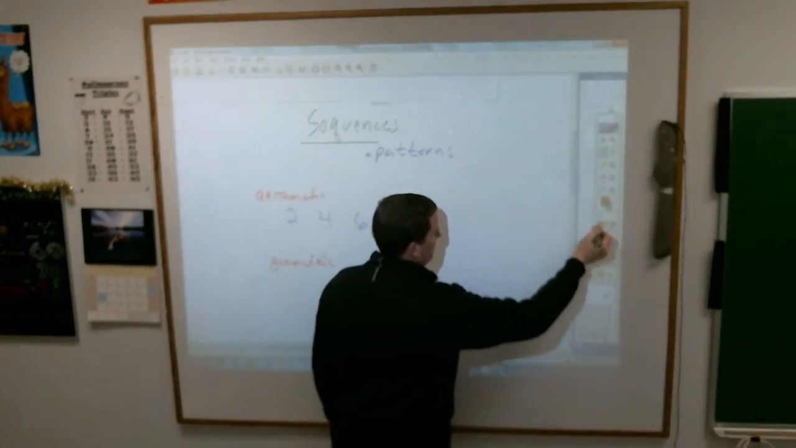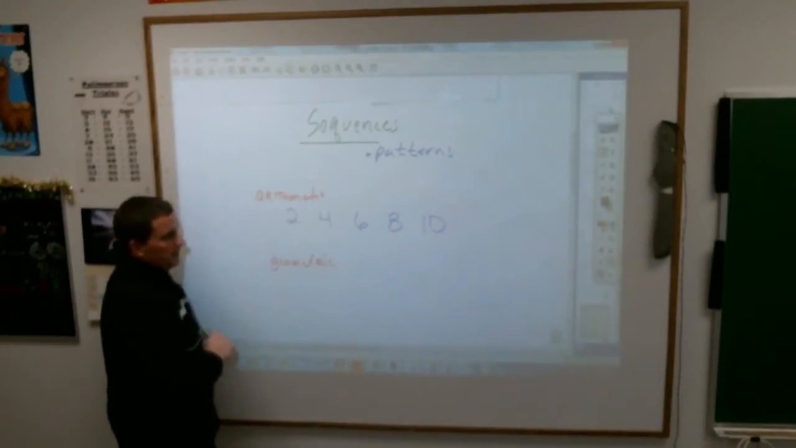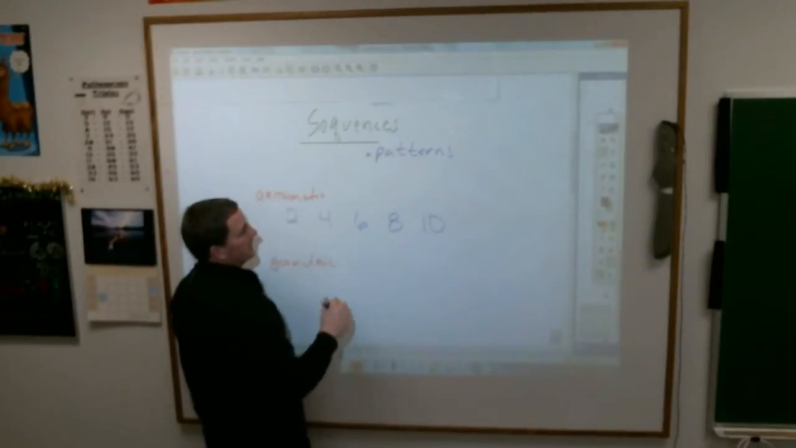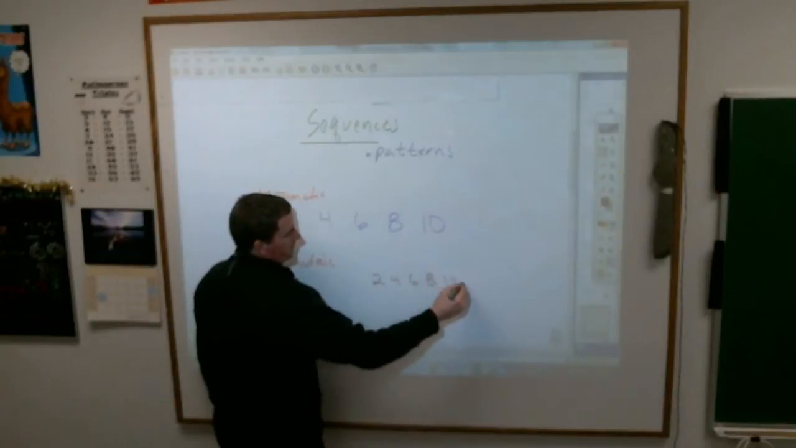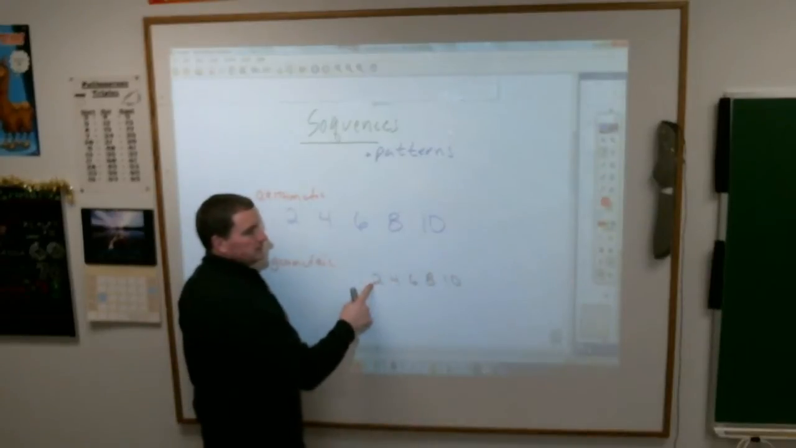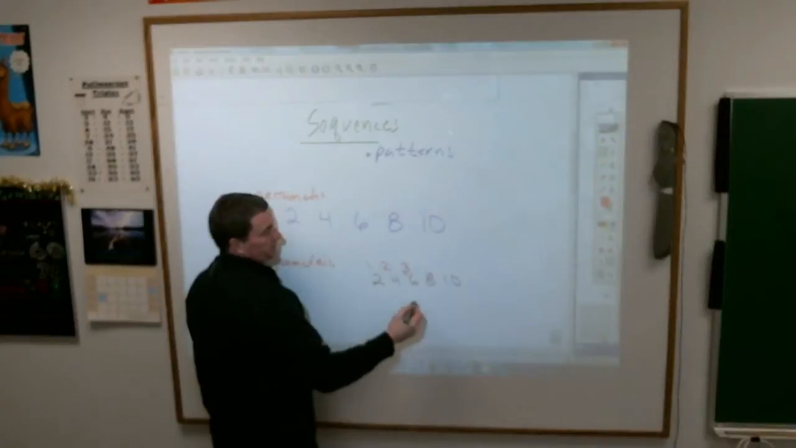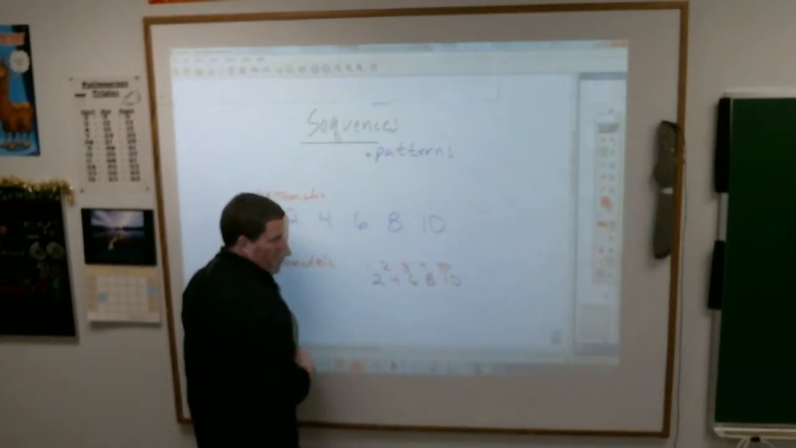Please understand, when we talk about sequences, we talk about terms. When the book shows you a sequence, like this 2, 4, 6, 8, the first number given is what's called the first term. 4 would be the second term. 6 is the third term. 8 is the fourth term. And 10 is the fifth term.